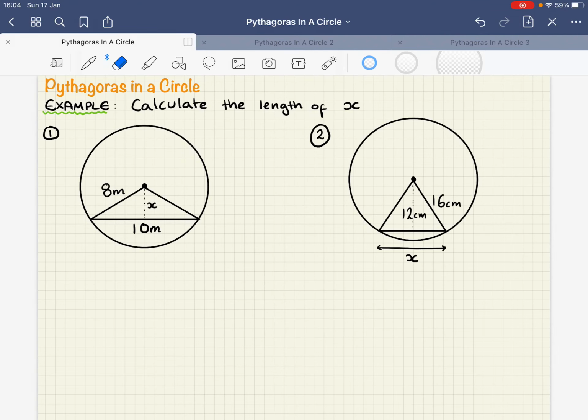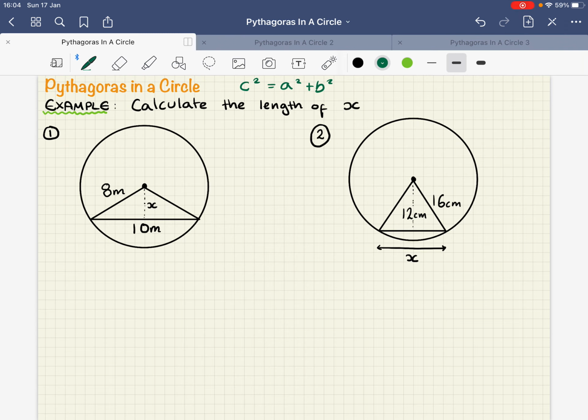Right, so this is the first video in a set of 3 all about using Pythagoras in a circle. So a quick reminder on our formula, we have c squared equals a squared plus b squared. So that's our Pythagoras' formula.